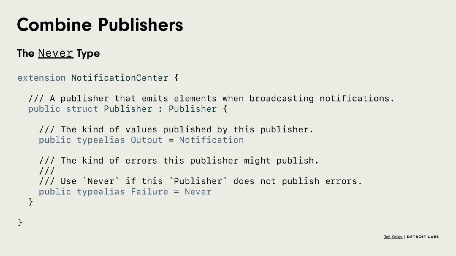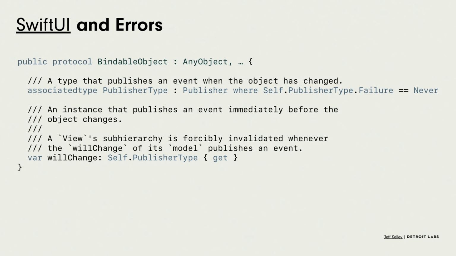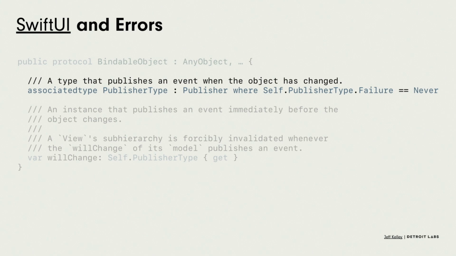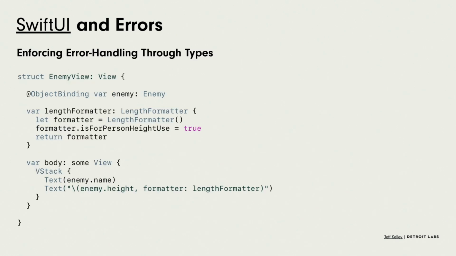Okay, so what does that have to do with SwiftUI? This is where I'm not sure if this syntax is up to date because they've been making lots of changes in the betas. But in any case, you have this BindableObject. And the BindableObject is a way to drive SwiftUI's UI off of your model object, right? So it has to have a publisher type. And that publisher type's failure has to be Never.